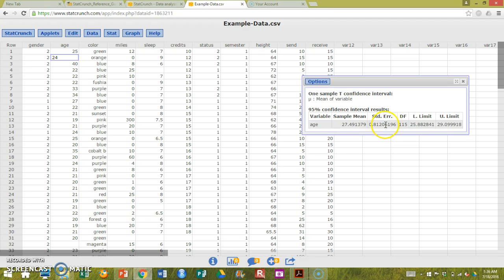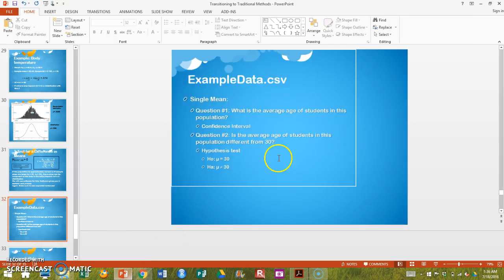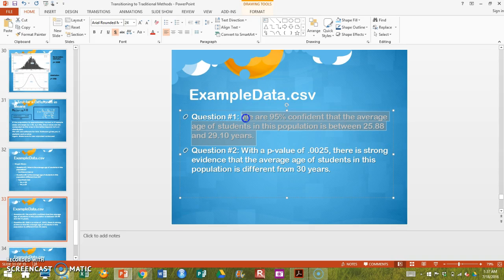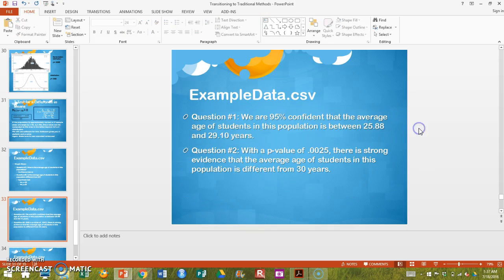We got a standard error that's calculated. We got degrees of freedom here. And we have a lower and upper limit for what's happening. So that's it. That's the answer. So that answer to that first research question, we're 95% confident that the average age of students in this population is between 25.88 and 29.1 years.